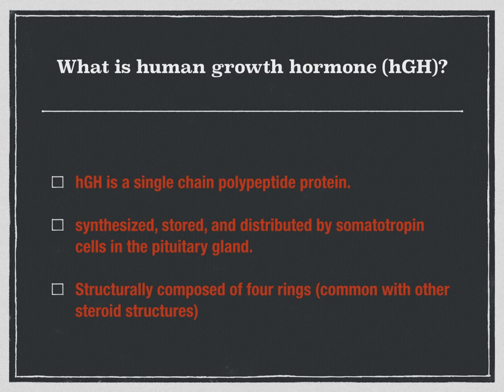Human growth hormone is a naturally occurring single-chain polypeptide protein which is synthesized, stored, and distributed by somatotropin cells located in the anterior pituitary gland. Consistent with other steroid hormones, hGH structurally is composed of 4 rings, which is necessary for the interaction with the hGH-specific receptors on the membranes of various cell types throughout the body.